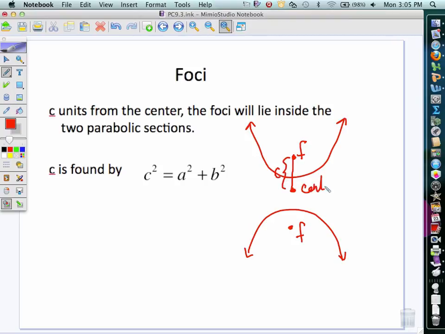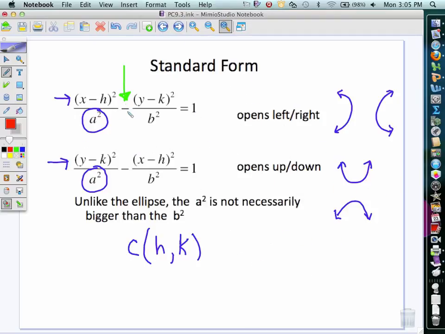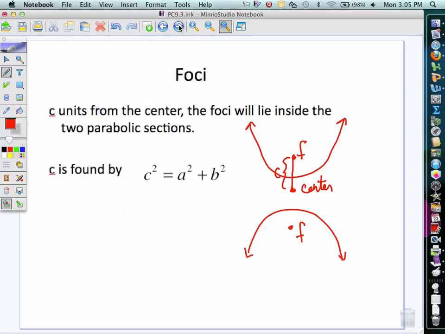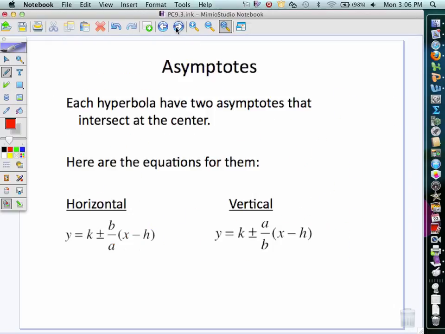That is c units. The c just means center. It is found by c squared equals a squared plus b squared. With the ellipse, it was a squared minus b squared, but with the hyperbola, it's a squared plus b squared. I remember it because the signs are backwards. With the ellipse, you subtract in the formula for the foci, but the hyperbola's main form, you can see, is subtracting, so for the focus, you add in the formula.